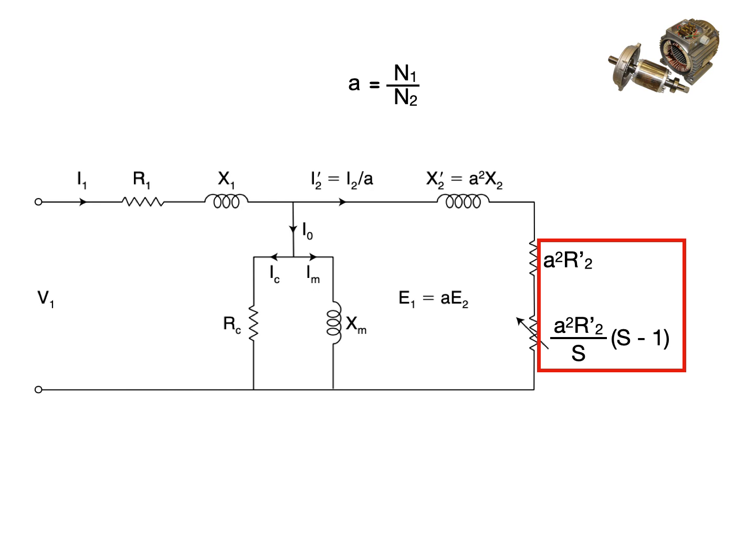This term is usually split to emphasize the fact that R'2 is made up of two parts: rotor copper losses, a fixed part, and the mechanical power converted to the shaft, which is a variable part that varies with the slip.